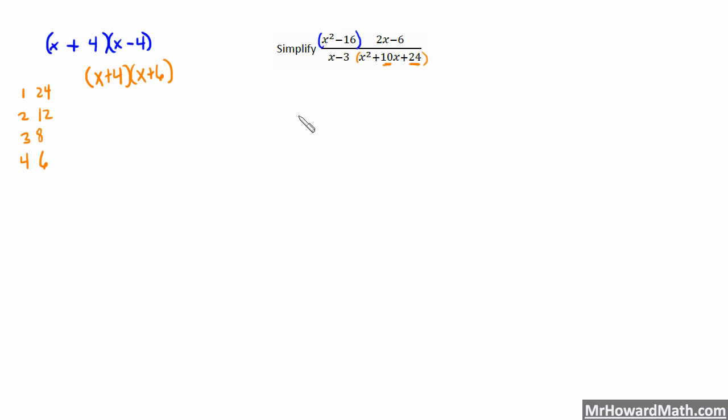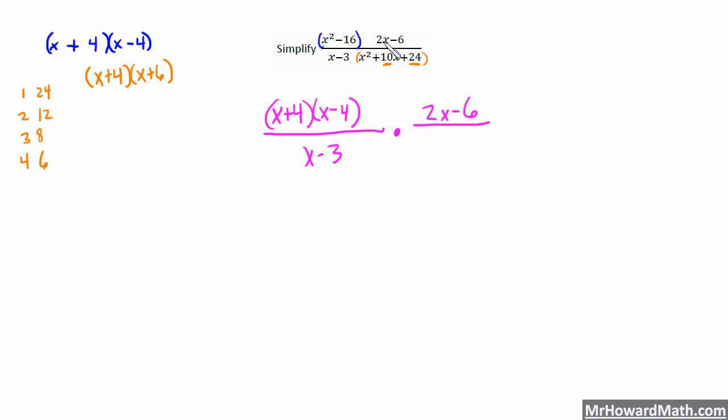So now that I've factored it, I'm just going to rewrite this thing with everything factored that will factor. So we have x plus 4, x minus 4 over x minus 3 times the 2x minus 6 over, and you know what? I need to factor that one too, don't I?